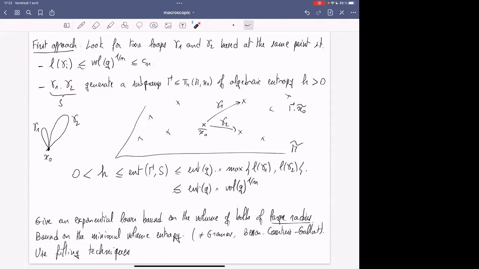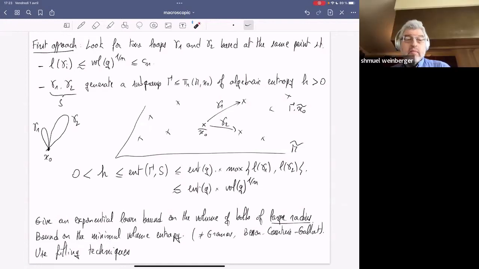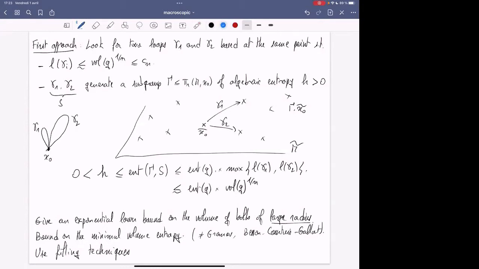So it's based on the filling techniques. When you use the filling techniques, at some point on your manifold you're going to have some points, some triangles that you want to fill. Basically, in the filling techniques you fill your manifold, and you want to construct a retraction, so you get a contradiction.